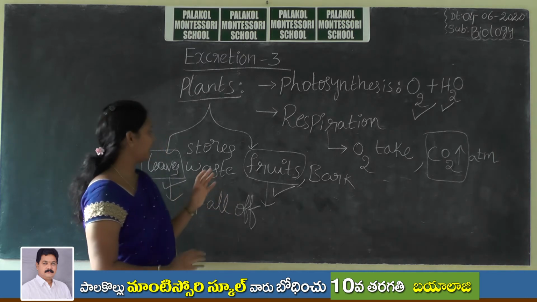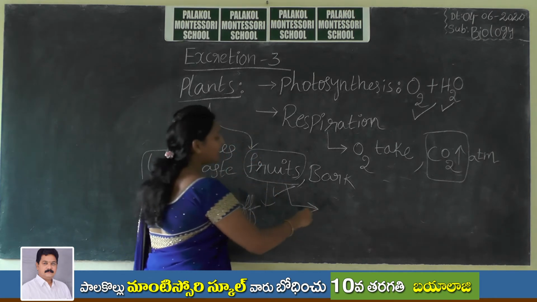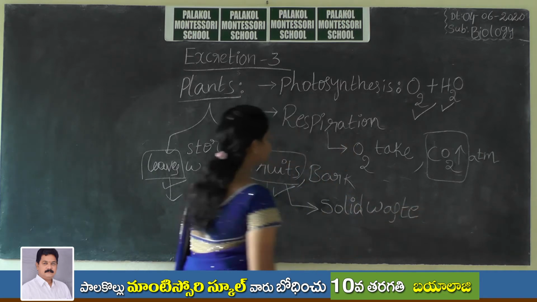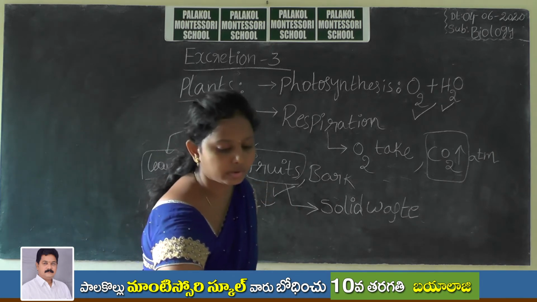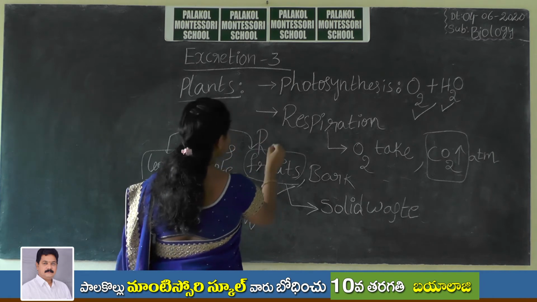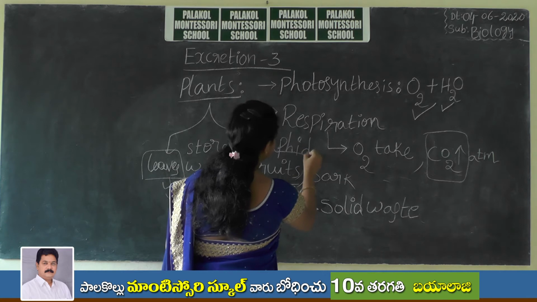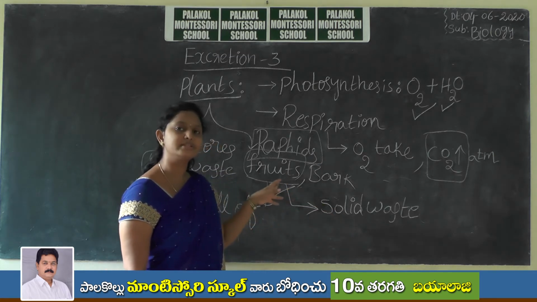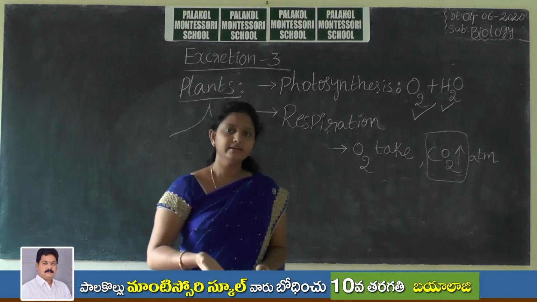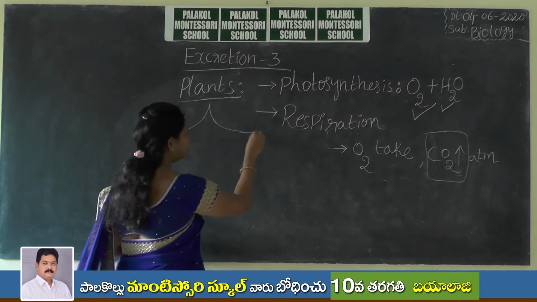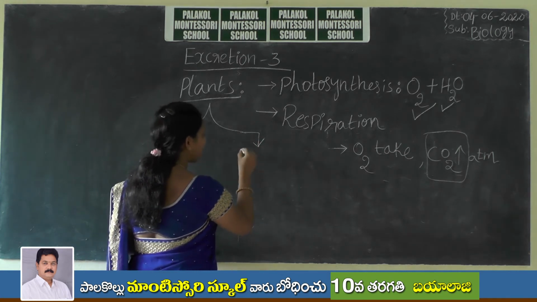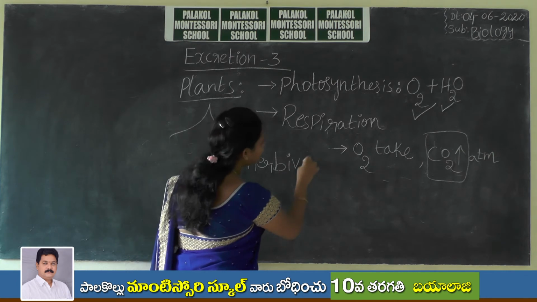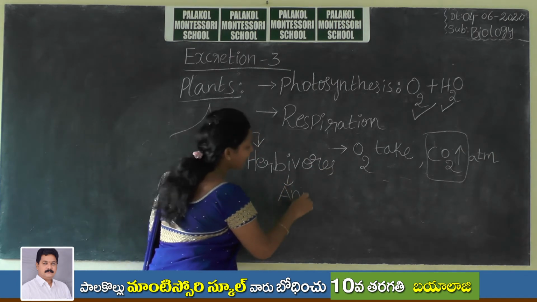Next, another important point: the solid waste products stored in the fruits are called raphids. Raphids. It is important, a half mark or 1 mark question. The solid waste stored in the fruits is in the form of raphids. Some chemicals avoid animals taking them as food materials. Animals that take plants as food are called herbivores.